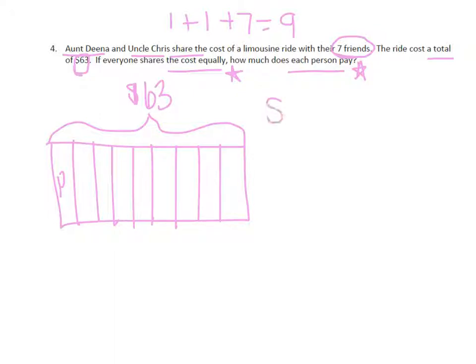Since they are sharing it equally, I would need to divide $63 by 9 people and get the payment, which is P. Whoopsie. Since I'm dividing by 9, I need to write my 9s down, and then I can solve and see how many times I needed to count by 9 in order to get to $63. So go ahead and pause the video while you work to solve for how much each person needs to pay. Replay when you're ready.